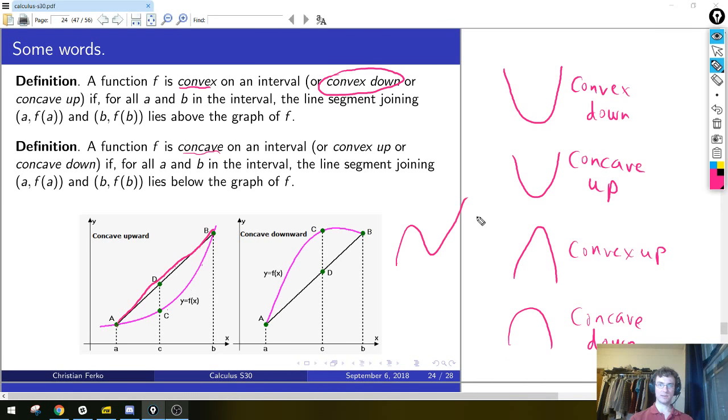Of course, it could be neither. There are functions that are neither concave up nor concave down on an interval. If there's some places where it's above and some places where it's below, then the function is simply neither concave up nor concave down on that interval. It maybe has a different concavity on different parts.